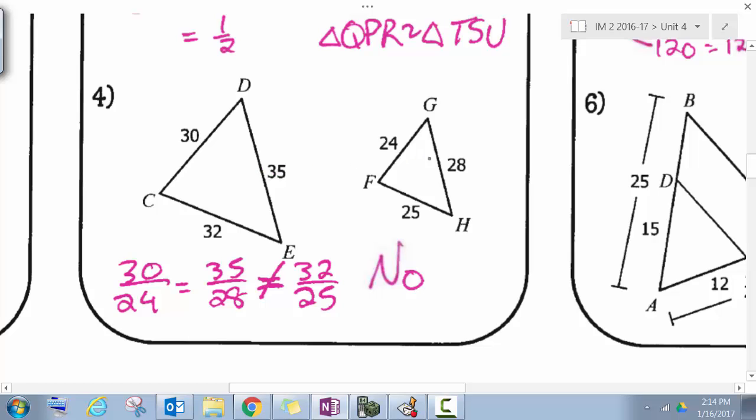35 is the biggest, so it has to go with 28. And 32 goes with 25. But if we put these in our calculator, these last two fractions do not equal, so no. Side, side, side similarity doesn't work, and we don't have any angles congruent, so we can't prove that these two triangles are similar, so no.